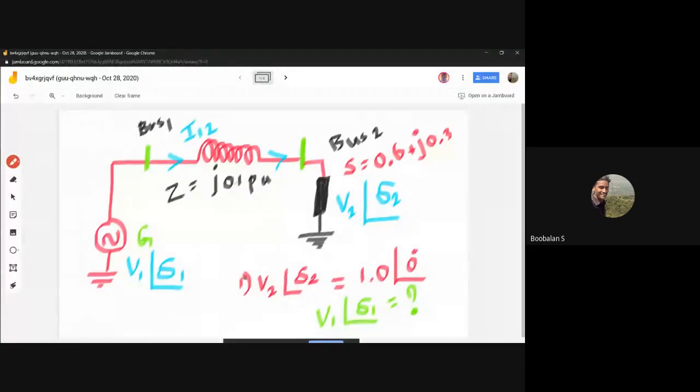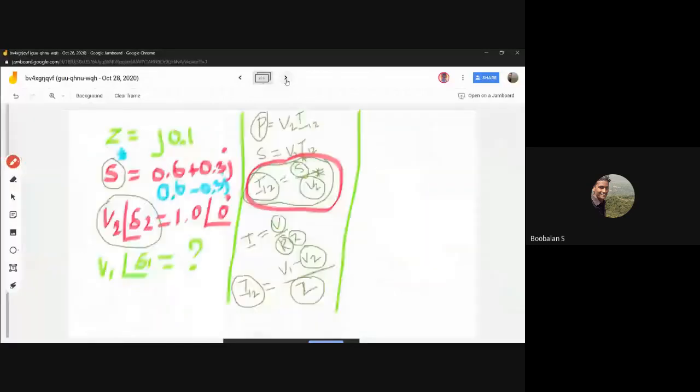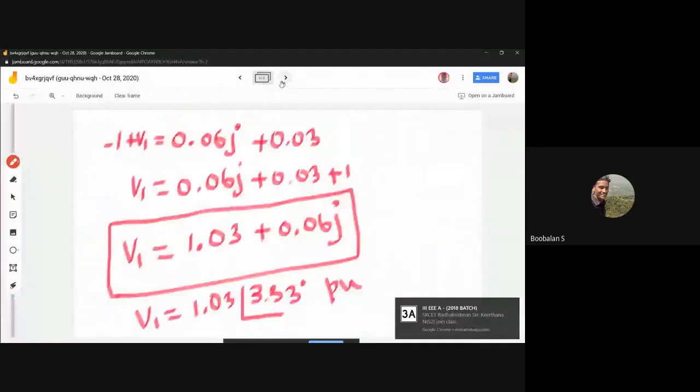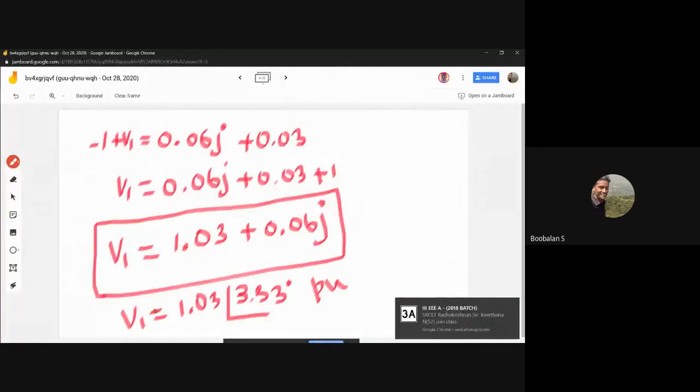Suppose in one more case, they are just going to give you V1, and we need to calculate V2 for this case. What do we need to do? You people need to try. Now I'm just going to give V1. They gave V2 and you found V1.